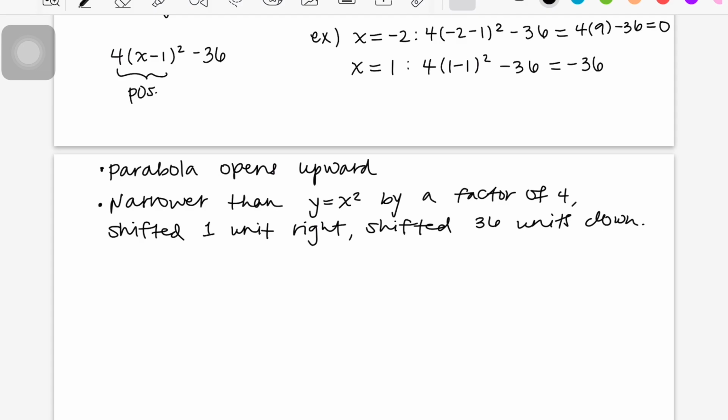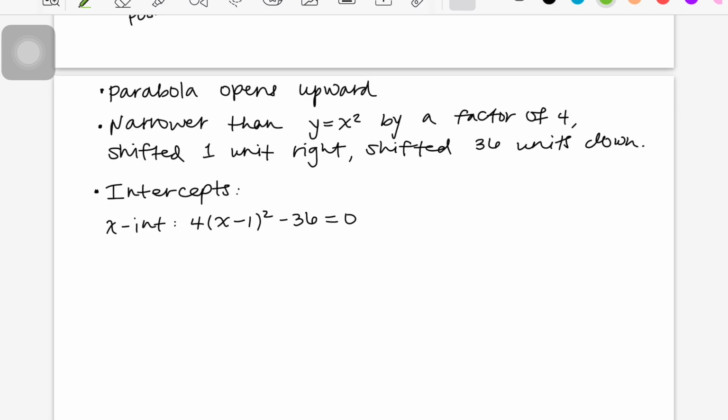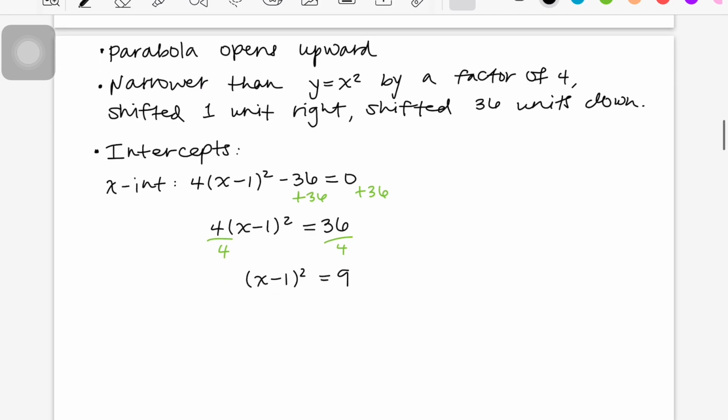All right, the next thing we're going to want to do is find the intercepts. So we know to find the x-intercept, we're going to set our function equal to 0 and solve for x. So we'll add 36 to both sides of our equation. Then we'll divide by 4. So we'll get (x - 1)² is equal to 9.